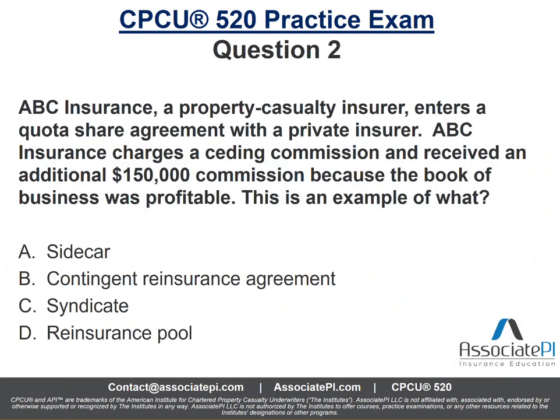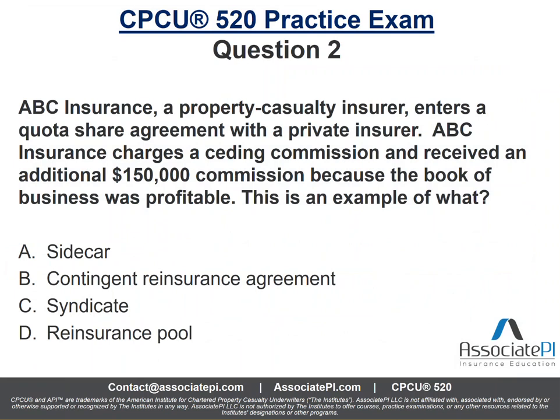So this question says, ABC Insurance, a property casualty insurance company, enters a quota share agreement with a private insurer. ABC Insurance charges a ceding commission and received an additional $150,000 commission because the book of business was profitable. This is an example of what? So this is something you might see in part B of your exam. It might also be in part A. But you can see this is kind of a real life scenario. You have to know what this is talking about.